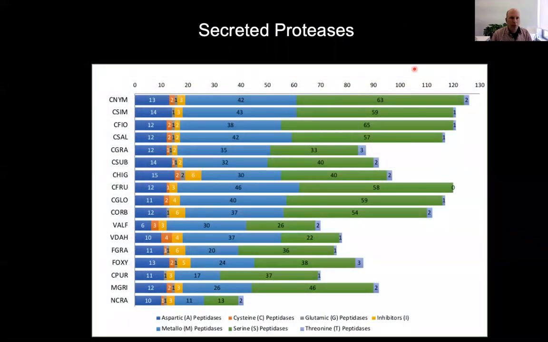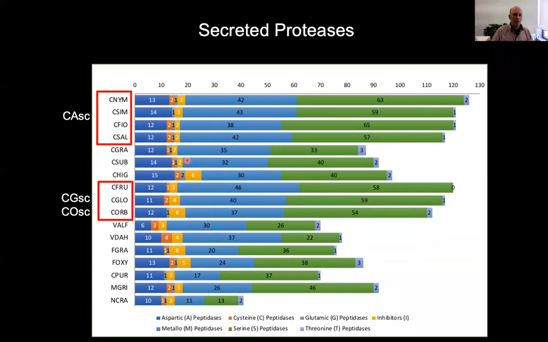We did the same thing with the proteases, this time using the MEROPS database, which is a database of proteases. And we see the same thing. So really, the members of these species complexes have a larger diversity of proteases and carbohydrate active enzymes than other species.